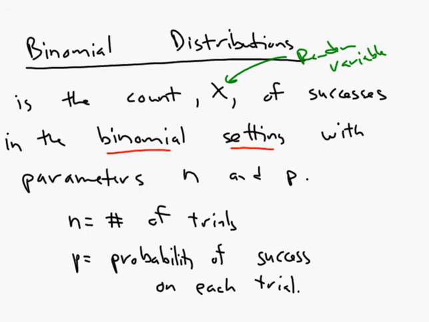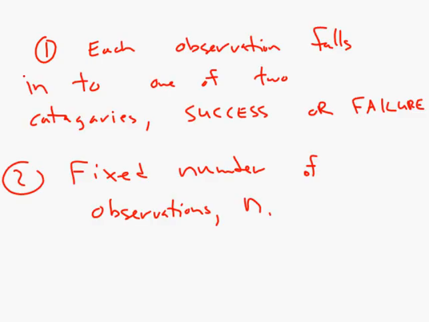So we need to define that. All right, so let's define the binomial setting. The binomial setting has four conditions. Number one, each observation falls into one of two categories, success or failure. And number two, we have a fixed number of observations, and usually the number of observations is called n.